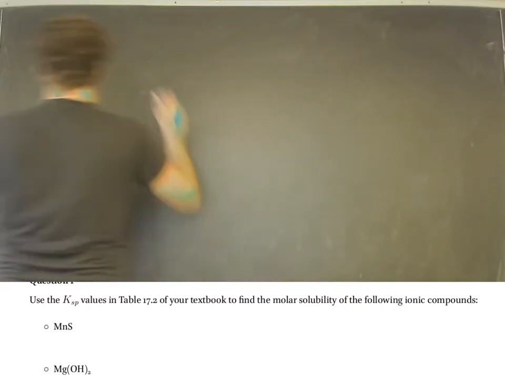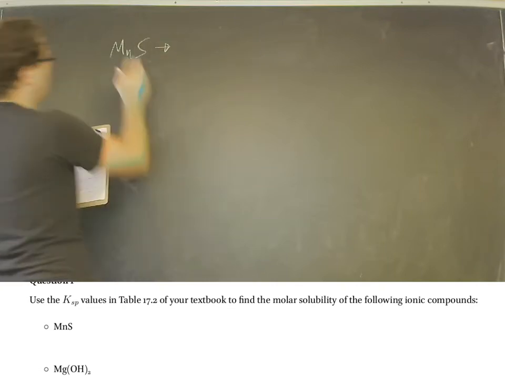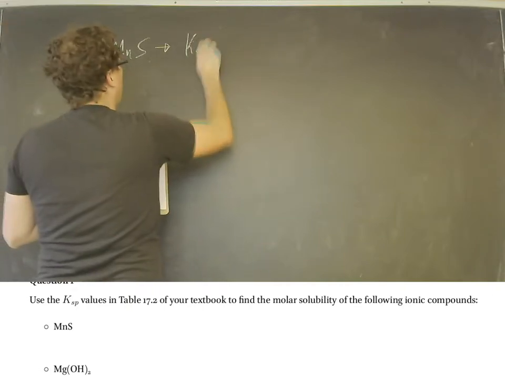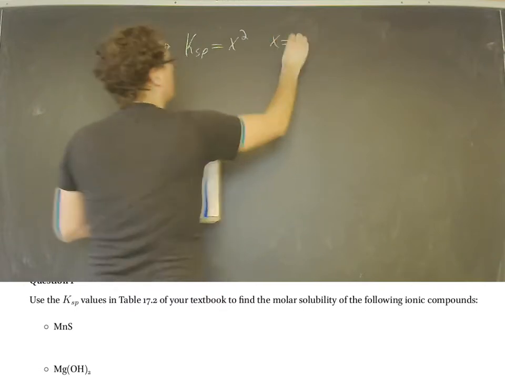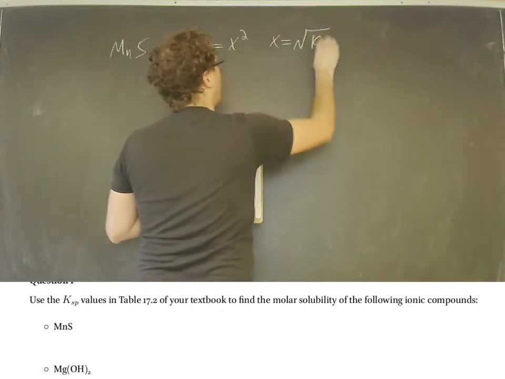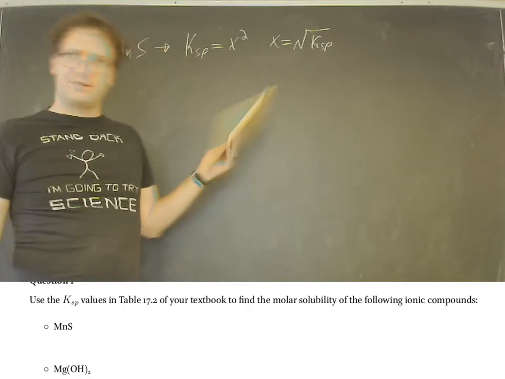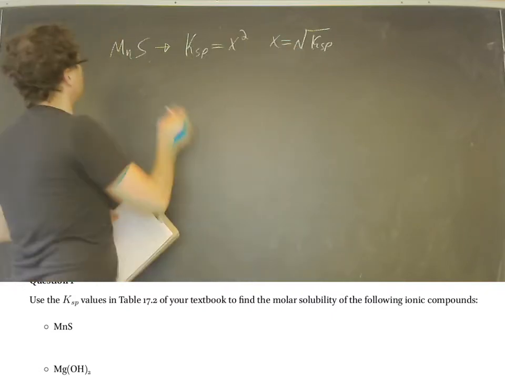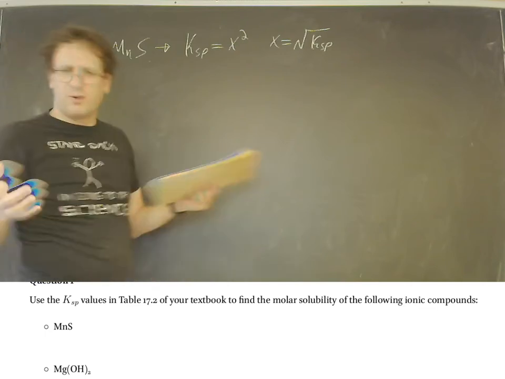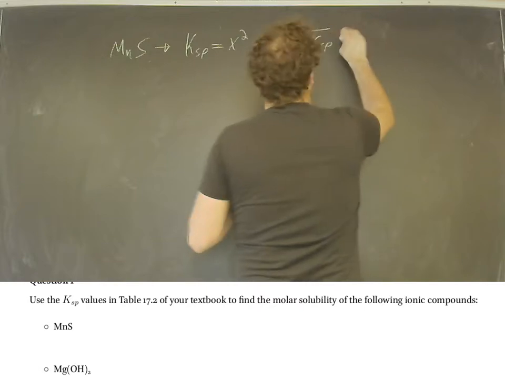So for manganese sulfide, we know that this has just one cation and one anion, so the KSP is going to equal x squared, and so x is going to equal the square root of the KSP. We can get that from an ICE table, but it's so simple. Just go back and look at the lecture again to understand how we get these relationships. I'll go into a little more detail for the more complex ones.